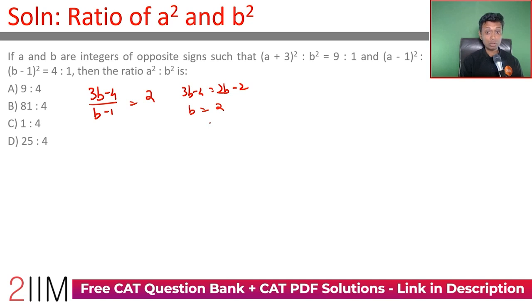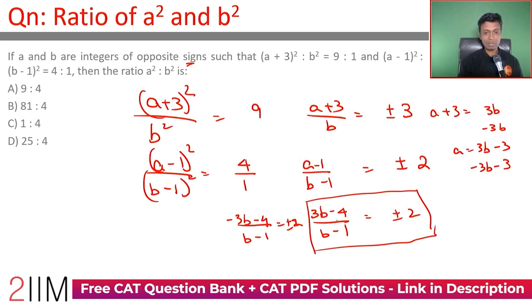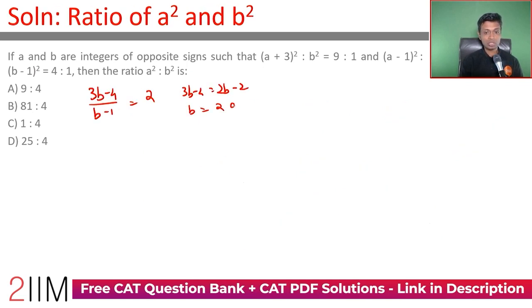And if you put b equal to 2, then b minus 1 whole square is 1, a minus 1 whole square is 4, a is 3 works. In this case we have substituted a is 3b minus 3, b equal to 2 gives us a equal to 3. These are integers, but they are not integers of opposite signs, so this doesn't work.